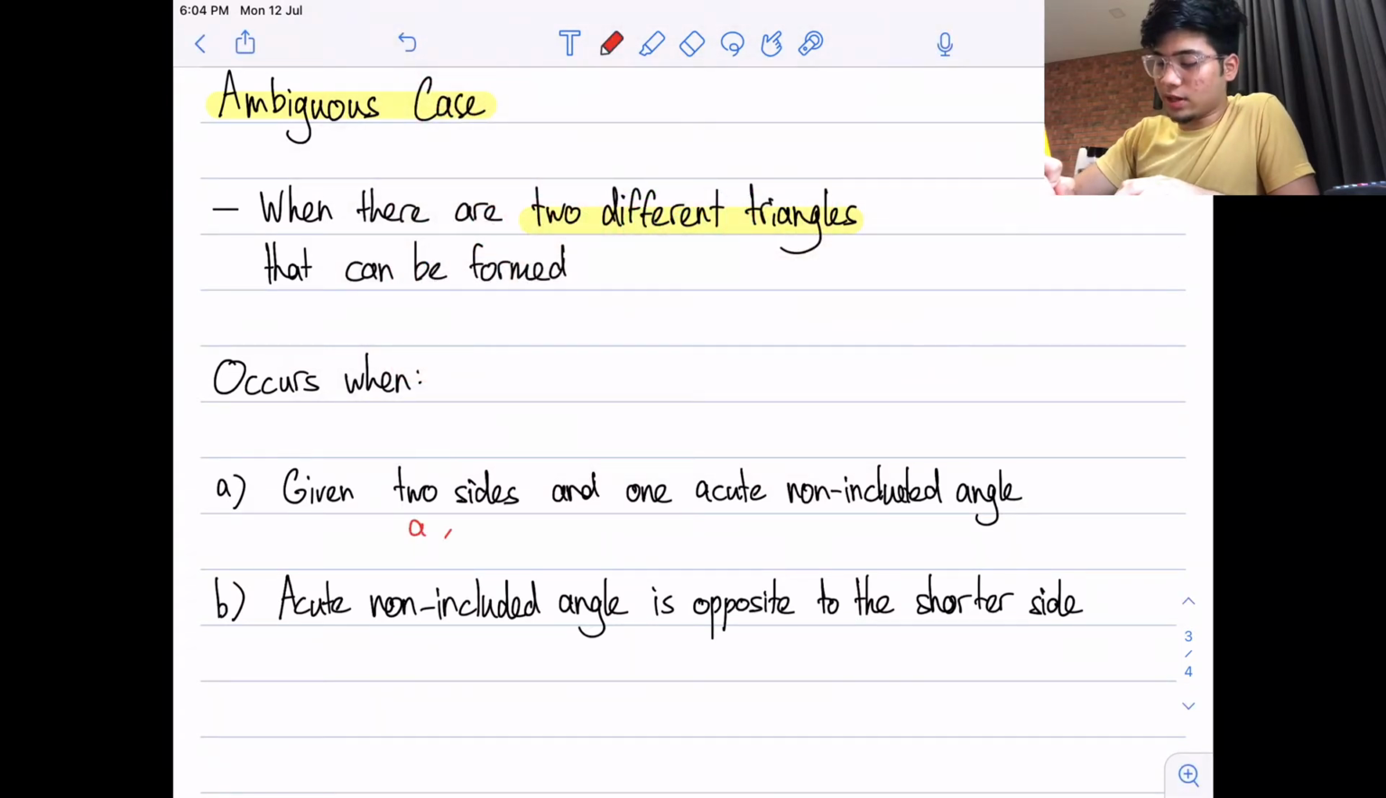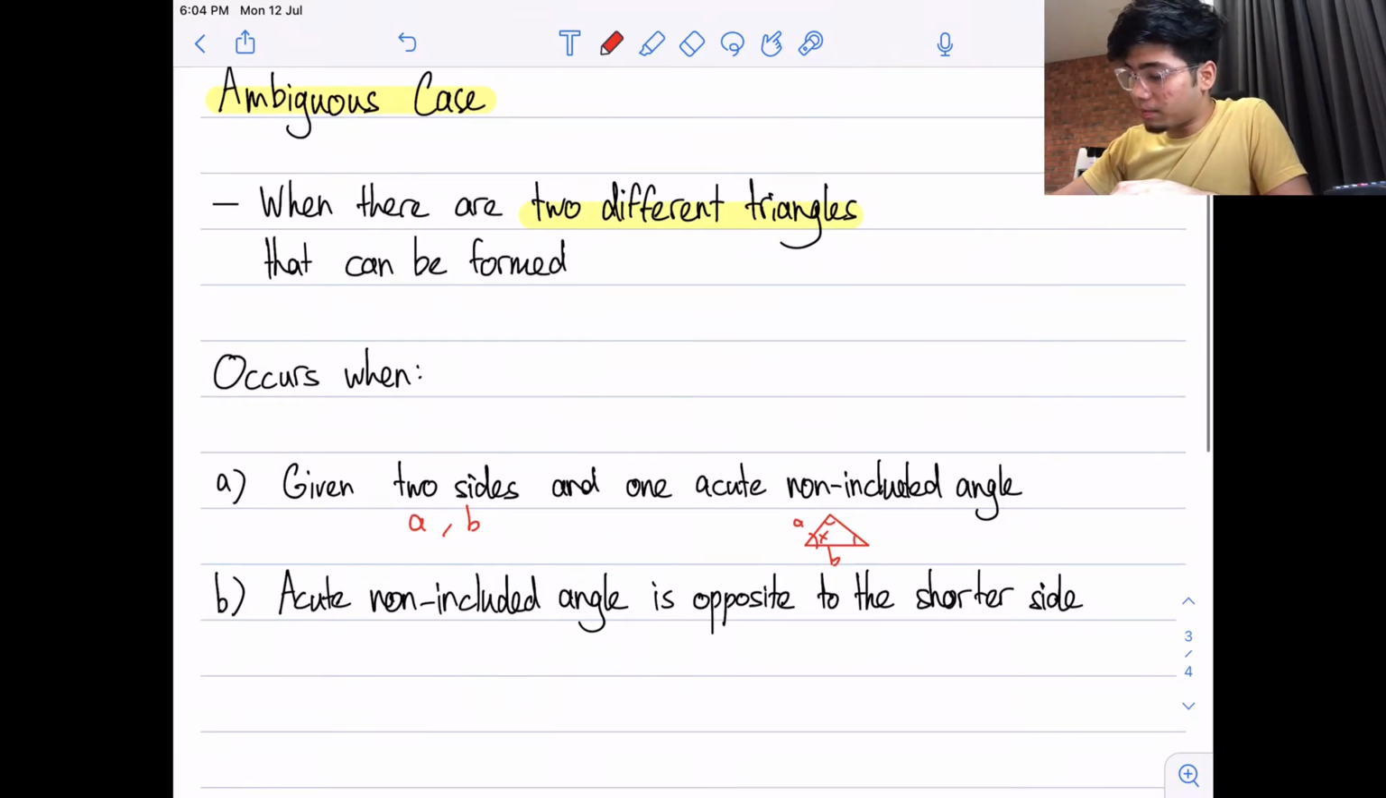So I usually label them as A and B, and then they give you one acute non-included angle. When I say non-acute included angle, let's say you have A, B, C over here. When it's side A and side B, a non-acute included angle means it's not in between A and B. So it's not this, it's actually the one over here and over here, either one. It could be angle B, or it could be angle A. That's based on the question.